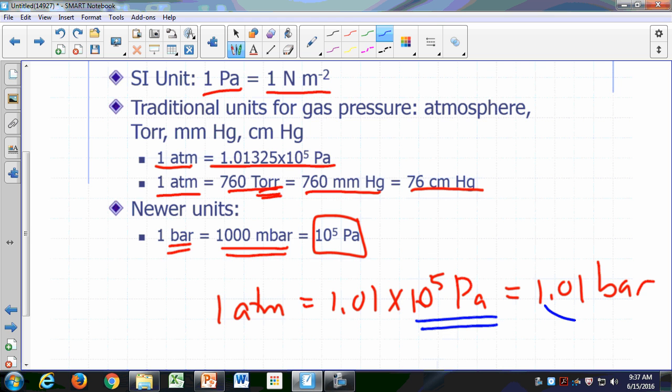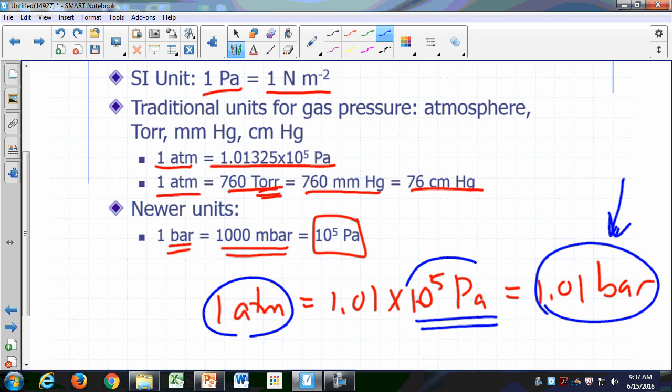The reason a bar was invented is you can see that a bar and an atmosphere are almost the same. There's about a 1% difference. And the nice thing about the bar is it's just a power of 10 times a Pascal, 10 to the fifth Pascal. So it's a lot closer to SI, you might say. All right.